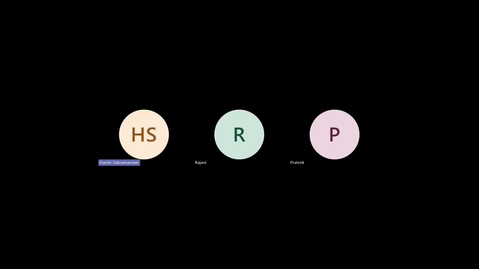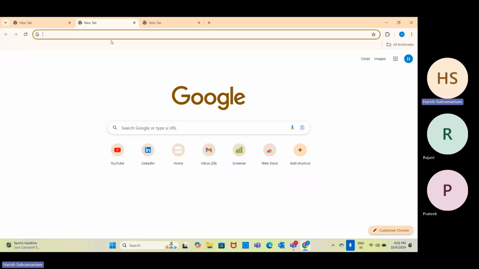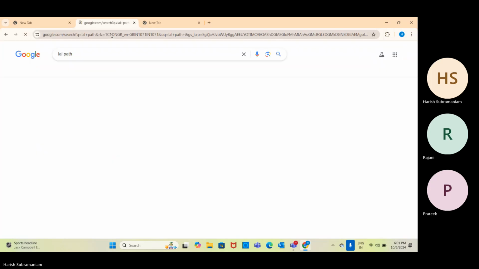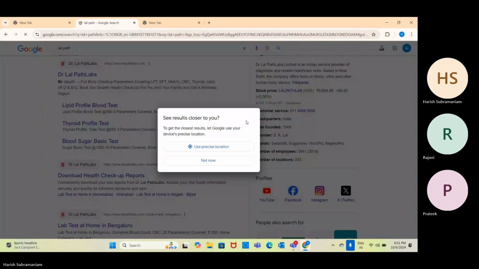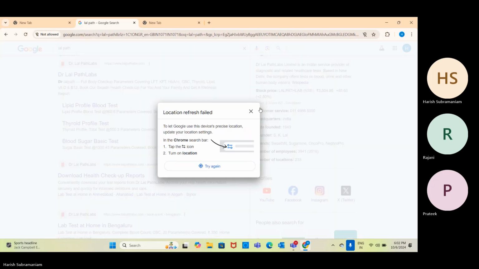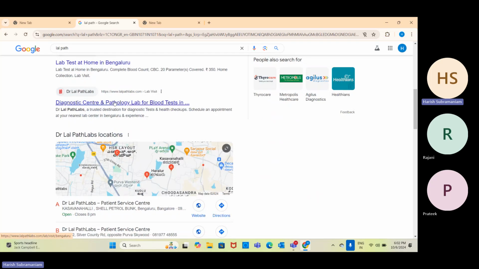So last time we were doing the income statement. So this time let's look at an actual company and see how we can look at the annual report and then understand. Okay, so we have Lal Path Labs here.